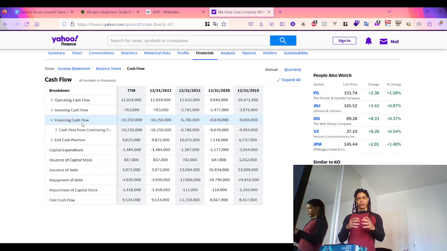Like issuing equity, issuing debt, repayment of debt, repurchasing stocks. Okay, this is also to increase their stock value as well. It's another tactic that most companies, I think, use.